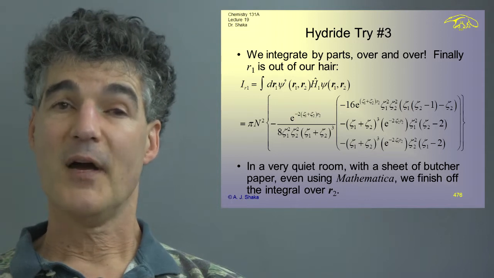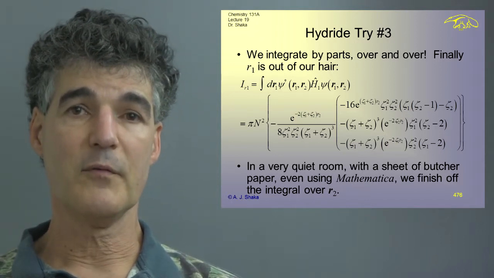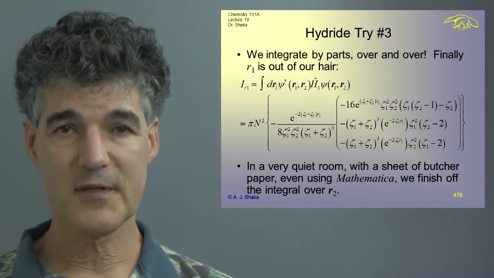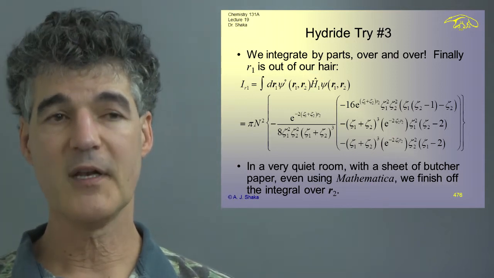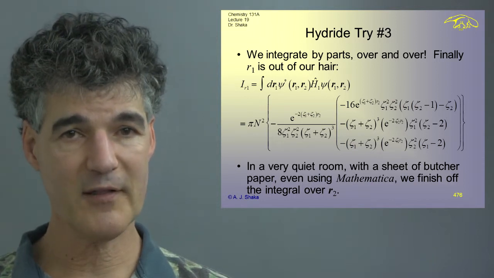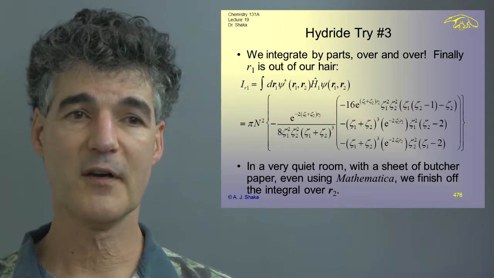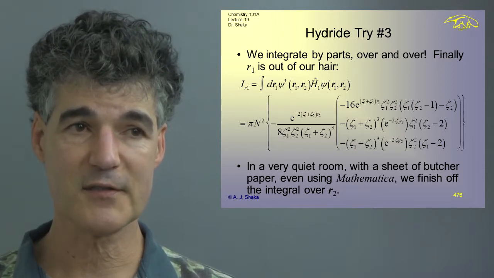Now we integrate by parts. And we integrate by parts over and over because we've got these 4 terms and then we've got r1 squared, and when we integrate by parts we have to do it a couple of times to get rid of the r1 squared, and boy do we end up with this mess here on slide 476.